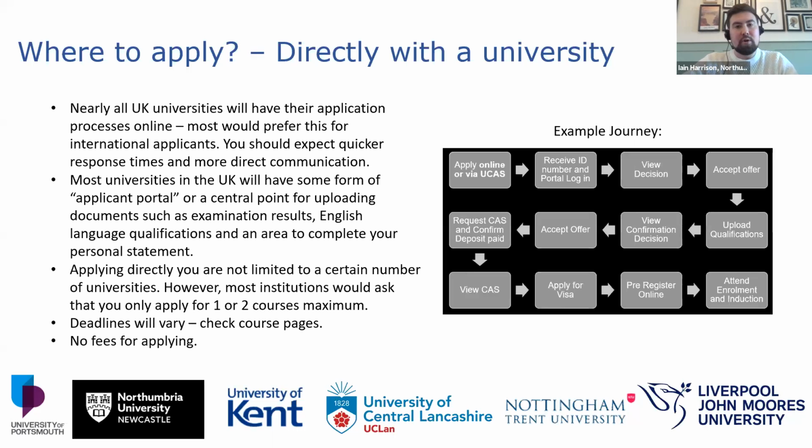Some of the benefits: you don't have to limit yourself necessarily on the number of universities you apply for. However, most universities will want you to only apply for one or perhaps maybe 2 courses if they're feeling like they can handle those volumes, and that really is simply to manage their own volumes, and so that you're not just applying for every single course that university offers. You'll have to check with each individual institution about what their deadlines are. They will normally have these on their course pages to give you that information.